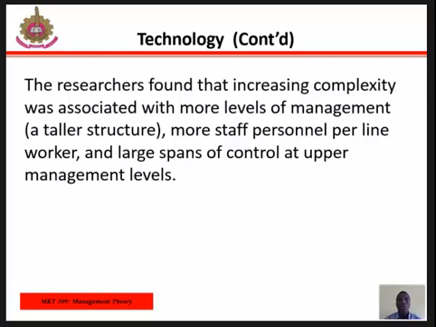This is because the effort of large numbers of workers needs to be standardized. In contrast, formalization and centralization were low in organizations using unit and small batch, as well as continuous process, where appropriate work decisions must be made at lower levels.